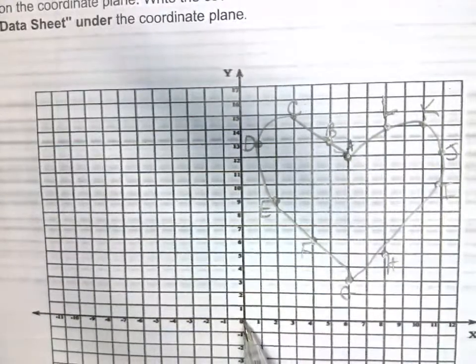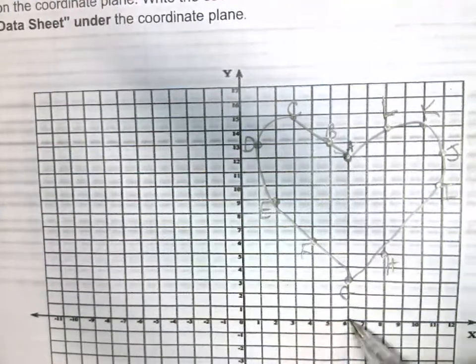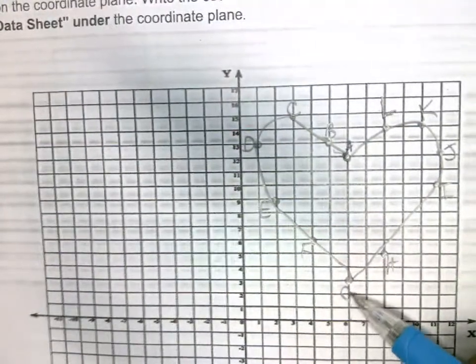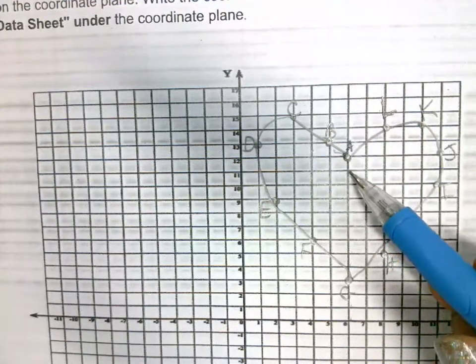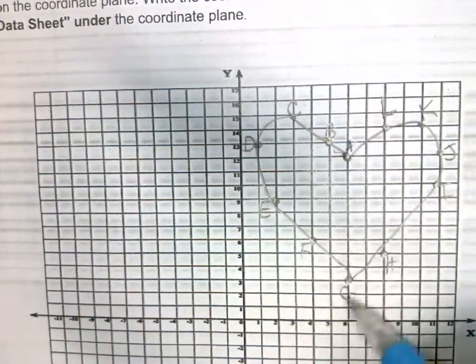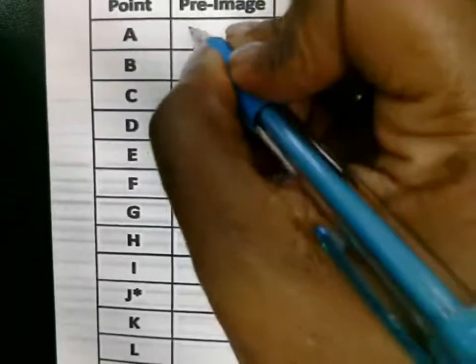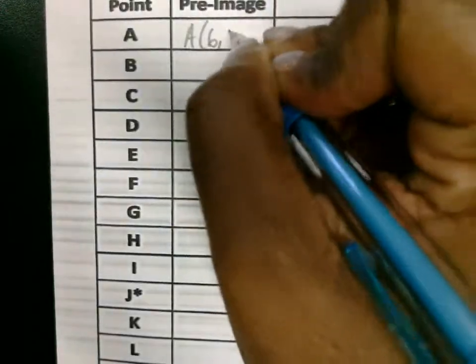So I'm going to go over 1, 2, 3, 4, 5, 6. 1, 2, 3, 4, 5, 6, 7, 8, 9, 10, 11, 12. So 6, comma 12 is A. So my pre-image A is 6, comma 12.